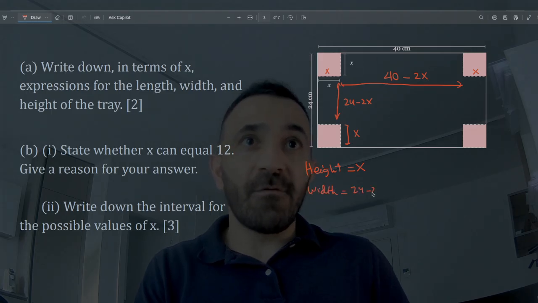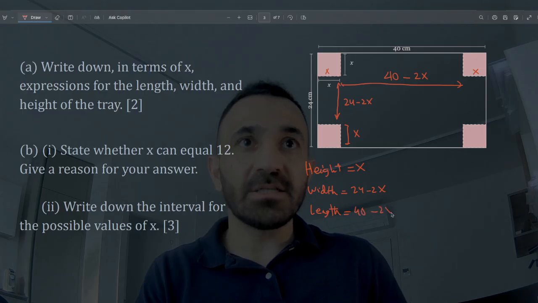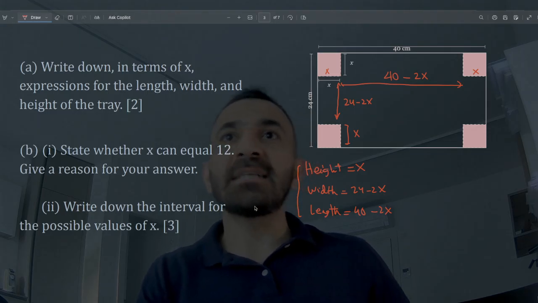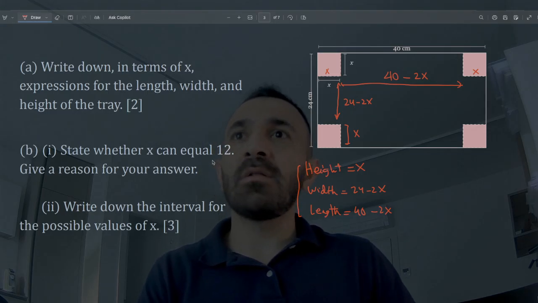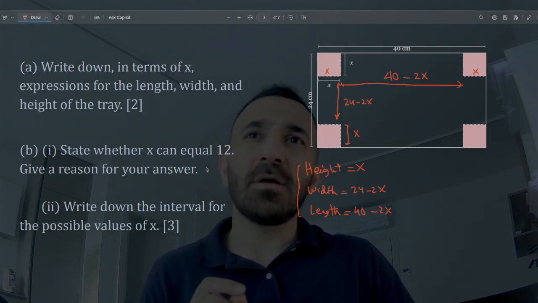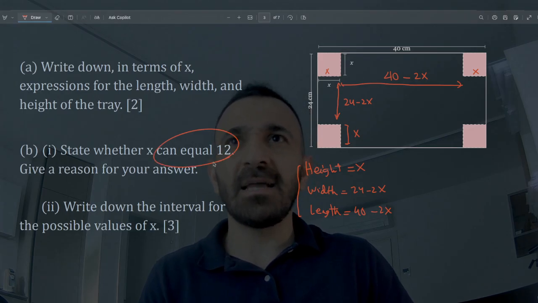The width is 24 minus 2x, and the length is 40 minus 2x. Now state whether x can or cannot be equal to 12. Give a reason for your answer. I think it's cannot.